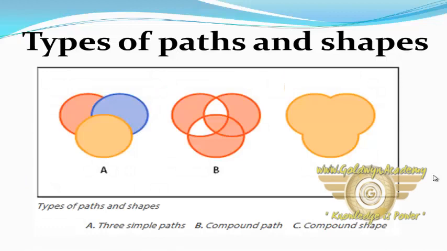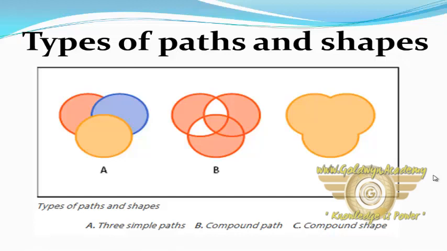This is an example of paths and shapes. Here A is an example of three simple paths, B is an example of a compound path, and C is an example of a compound shape.